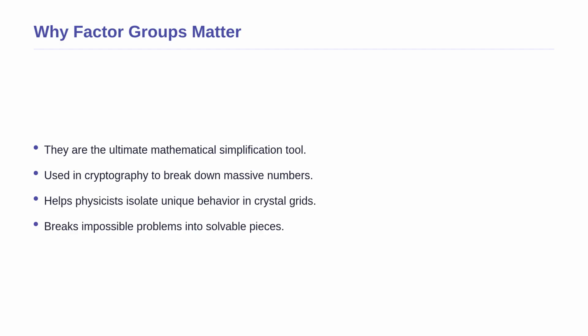Now that we have calculated factor groups, why do they actually matter? They are the ultimate mathematical simplification tool. In computer science and cryptography, factor groups are used to break down massive, computationally impossible numbers into smaller, modular arithmetic systems that computers can handle instantly. This is the exact math that secures your credit card online. In physics, factor groups help scientists ignore irrelevant data. For example, a physicist studying a crystal can use a factor group to factor out the infinite repeating grid and focus only on the unique behavior inside a single microscopic cell.